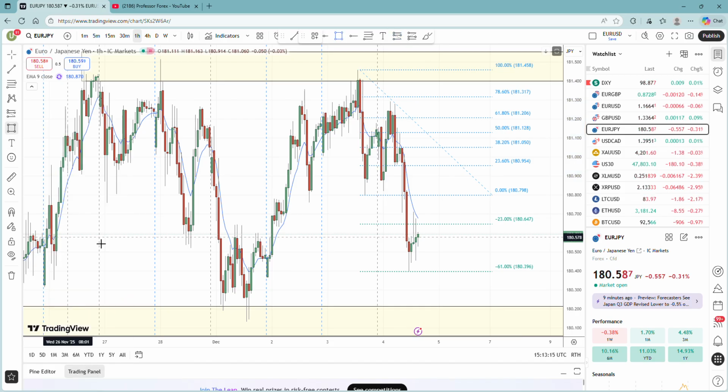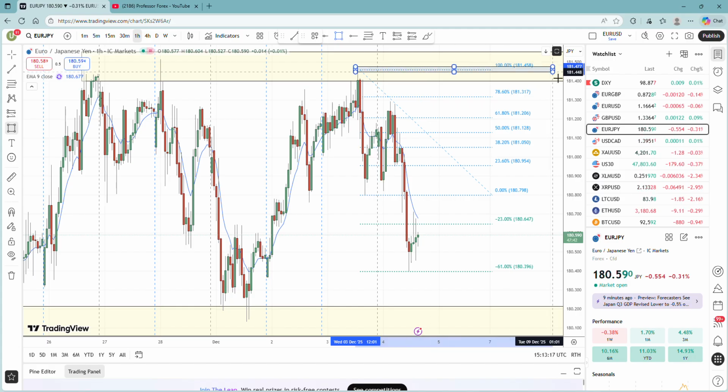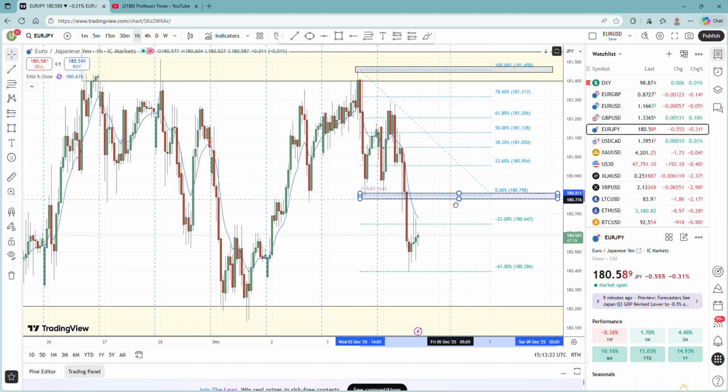But I've not been well, so I wasn't able to do it this morning. I will be doing some analysis every day from now on. It's time to get back into trading. So these would have been your levels before the market opened. As you can see how accurate these are.